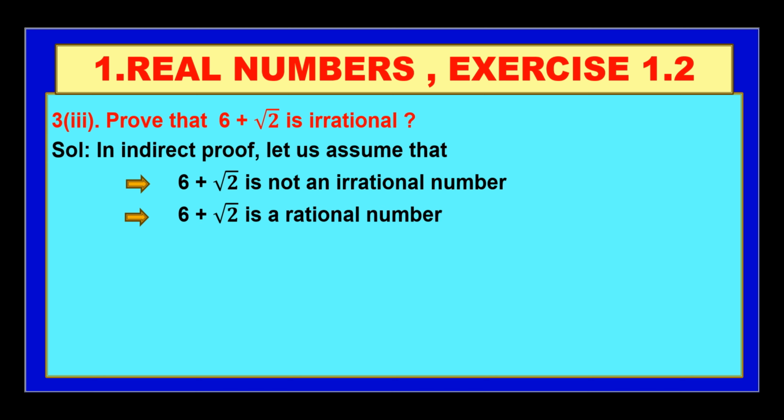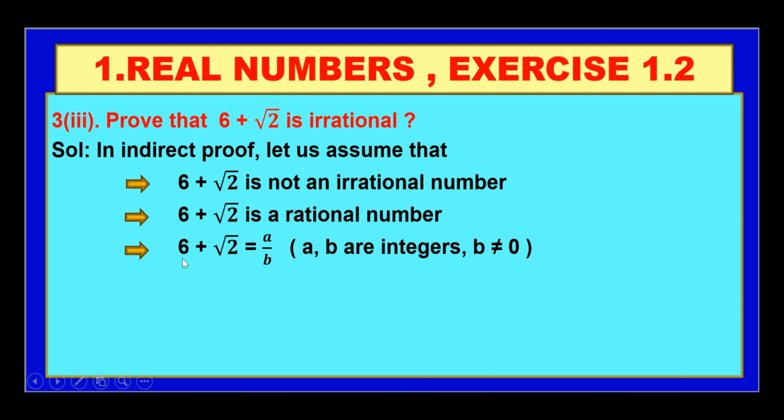If it is a rational number, how can you write it? Okay, if it is a rational number, you can write it in the form of a by b. 6 plus root 2 is a by b. What is the condition for a and b? Yes, a and b are integers, and b, the denominator, should not be 0, b not equal to 0. And what is the one more condition? Yes, a and b should be co-primes. There should not be any common factor for both a and b. Now if you observe the LHS, you can find a rational number and you can find an irrational number.